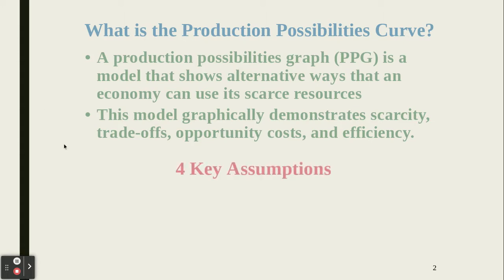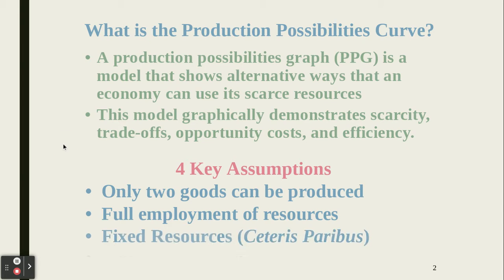Okay. So we have to assume four things, and these four things are not going to change. If any of these do change, our graph is no longer accurate, and then we would have to draw a new graph or shift our curve, which is what we'll do later on in this PowerPoint. So four things we have to assume. Only two goods at a time. Like I said, it could be consumer goods and capital goods. It could just be bikes and robots or something like that.